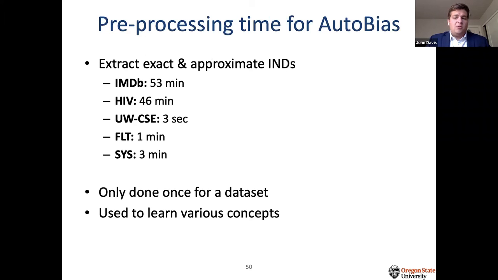On the other hand, auto bias, which is only done once for each dataset, can extract language bias extremely efficiently when provided inclusion dependencies, and is also efficient when developing approximate inclusion dependencies. The times shown right here are pre-processing times to generate the language bias prior to being assessed by Castor.